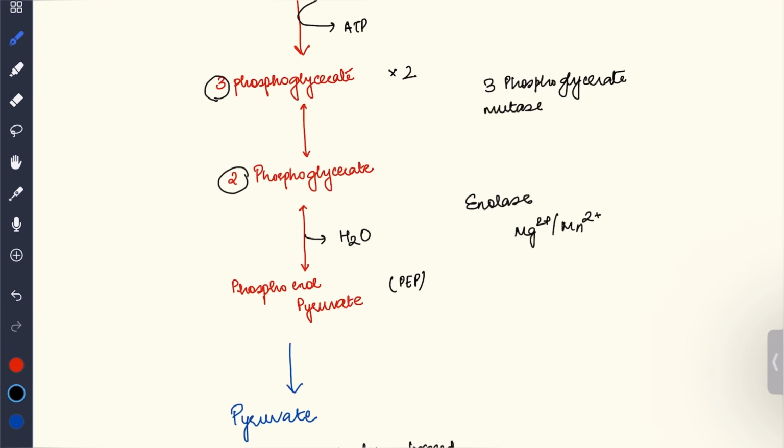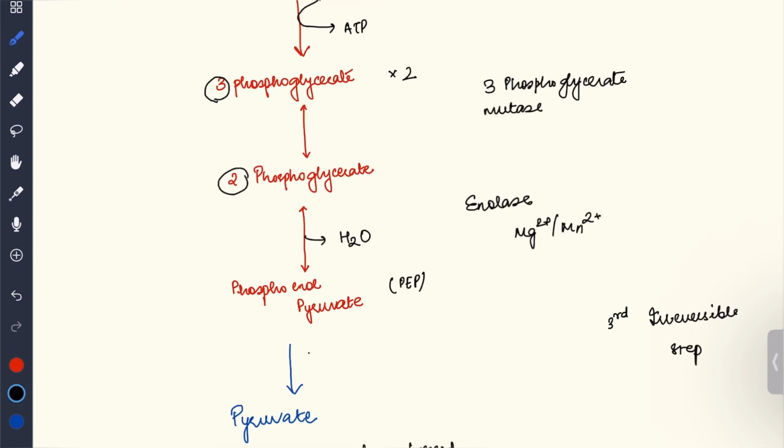Every other reaction which we have studied is reversible, except three. First is glucose to glucose 6 phosphate. Second is fructose 6 phosphate to fructose 1,6 bisphosphate. Now the last one which we are going to do is phosphoenol pyruvate to pyruvate. This is the third irreversible step of glycolysis, and here we will use pyruvate kinase and 1 ADP will again form 1 ATP.